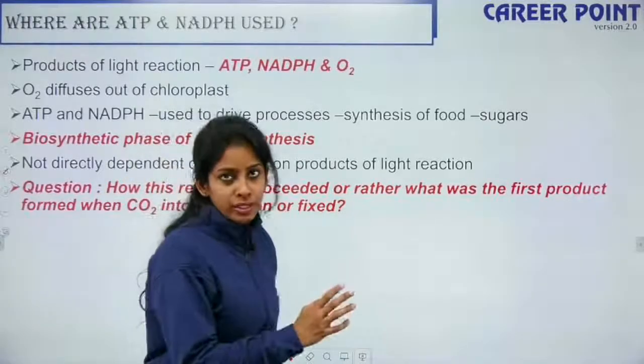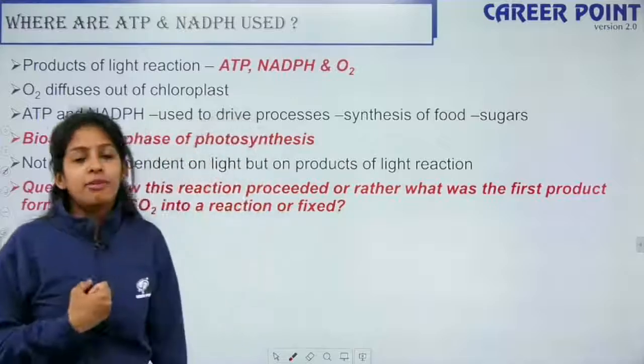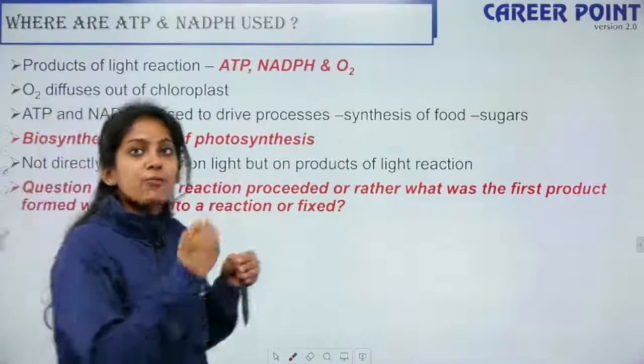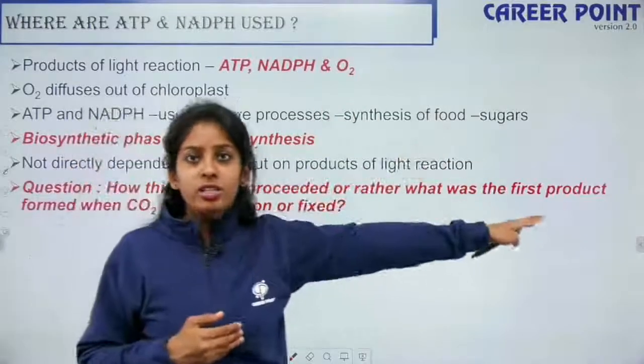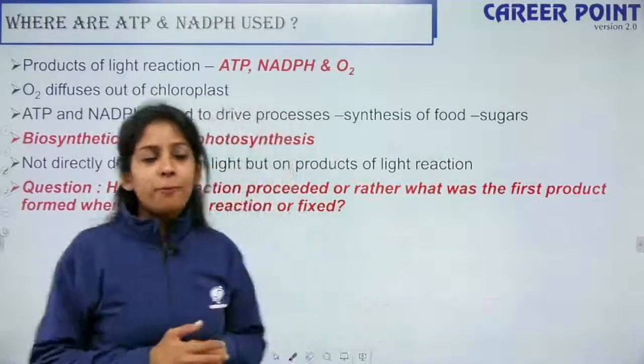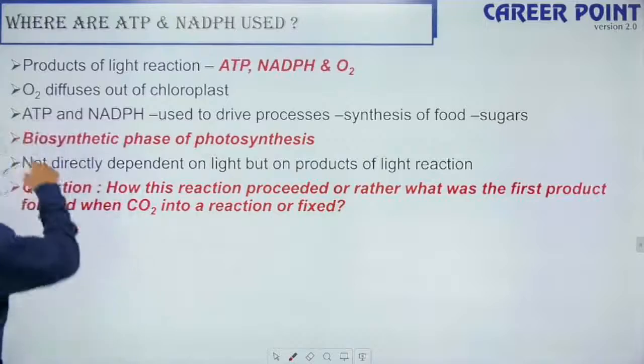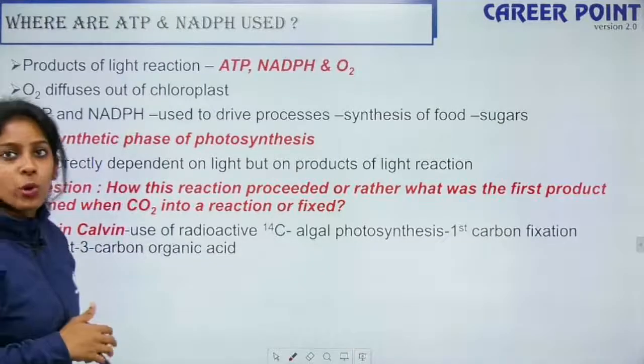So who is going to do this? Who is going to accept the carbon dioxide first? And if they accept, what is the first stable compound formed? Because the final product is glucose, so in between there should be a product, right? So what is that? How curious scientists were in those days, right?